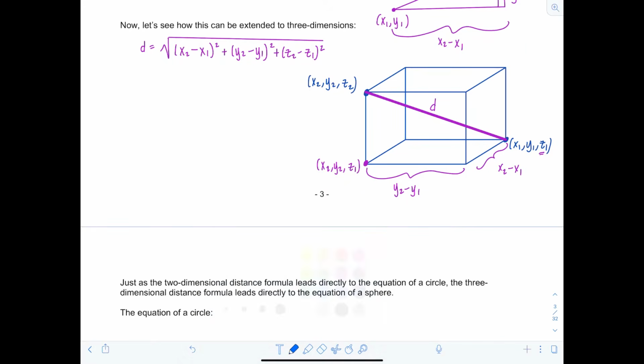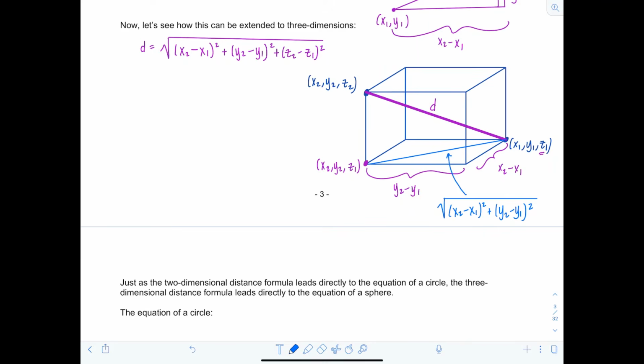So I can actually go ahead and figure out the length of this diagonal here using the distance formula for 2 space, right? Since we have a little right triangle going on. And so this distance here is going to be the square root of x2 minus x1 squared plus y2 minus y1 squared.